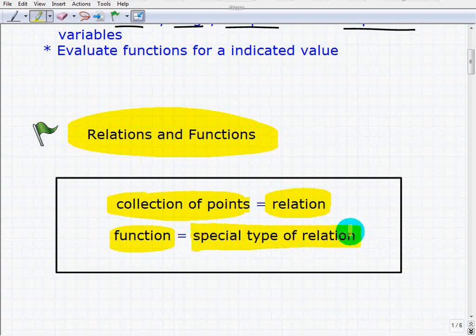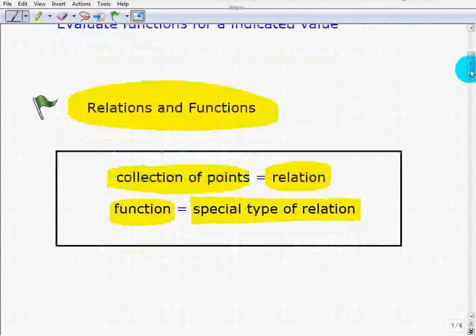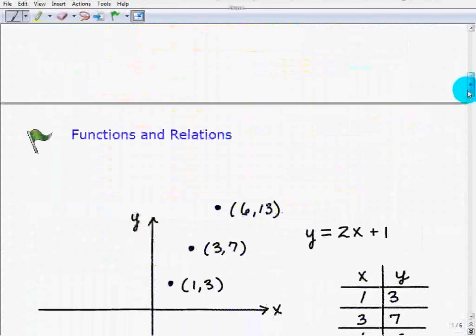Now, I'm going to tell you what makes functions special from any ordinary relation. There are some characteristics that make them stand out. And functions in mathematics are extremely important. So once we know that something is a function, then we know a lot about it. But just to get this lesson going, relations and functions are nothing more than a collection of points. So what do I mean by collection of points?